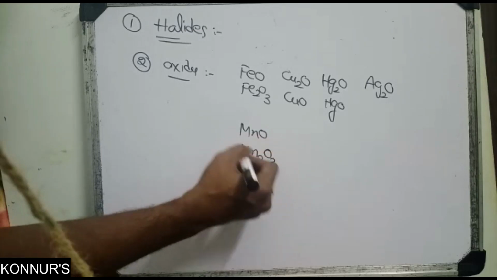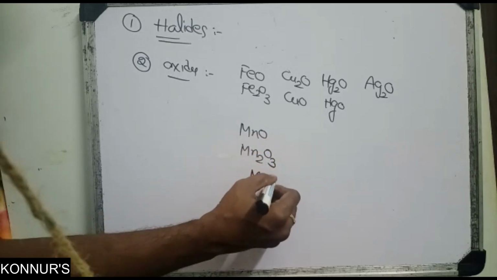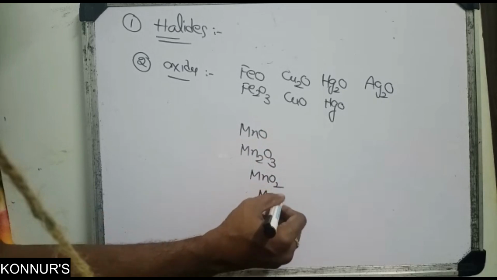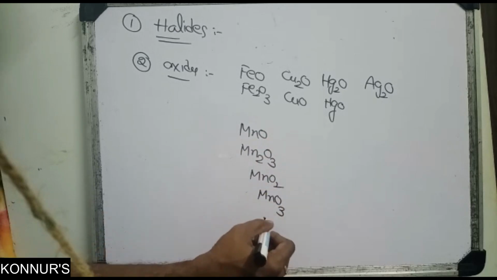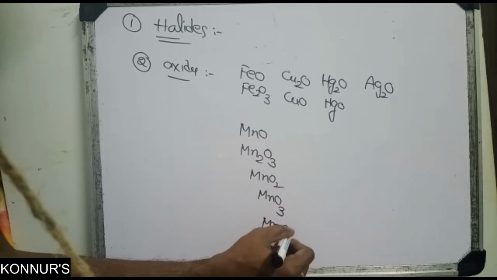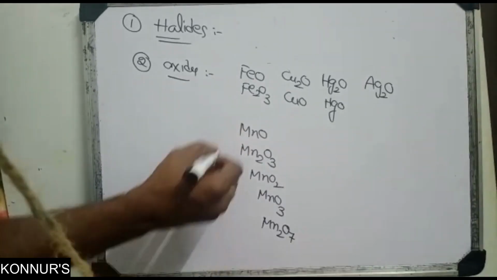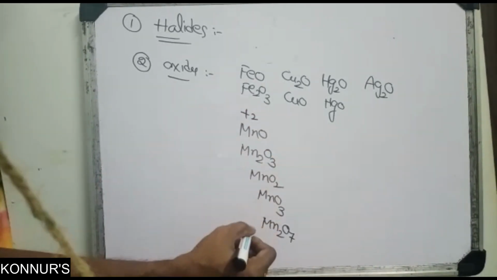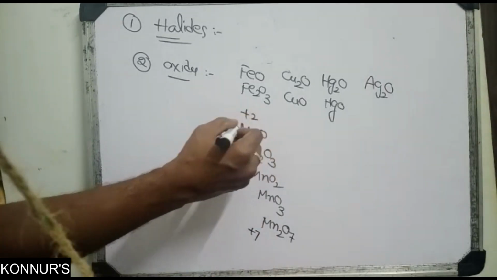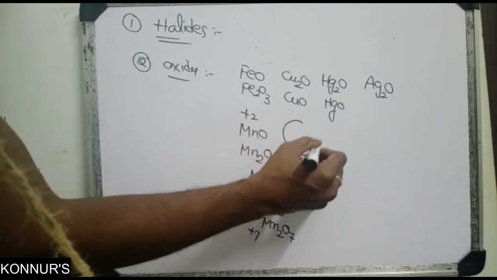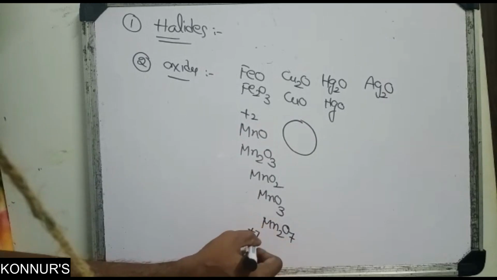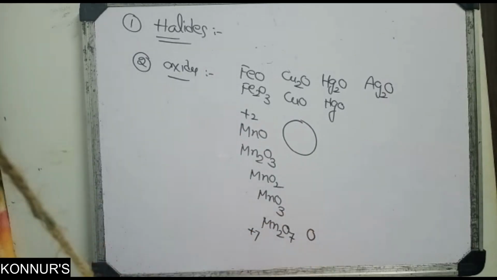Mn3, so Mn2O3, MnO2. Next, MnO3, Mn2O7. So based on oxidation states, suppose you want to think about properties. It is plus 2 oxidation state, it is plus 7. So plus 2 means what happens? It is a large size. Mn plus 7 means it is a small size.